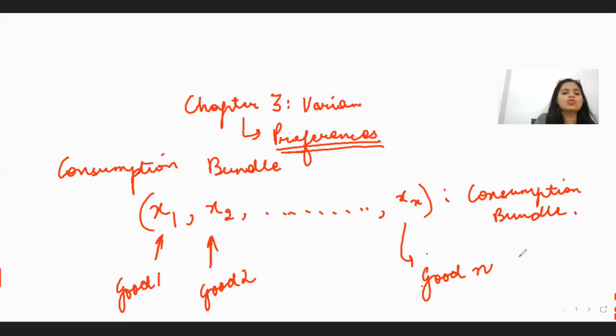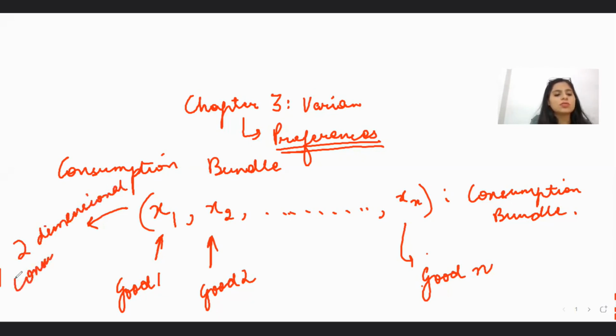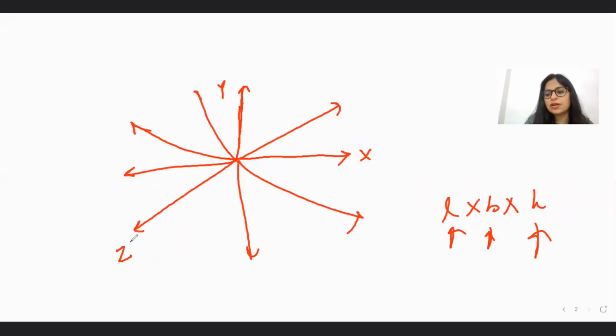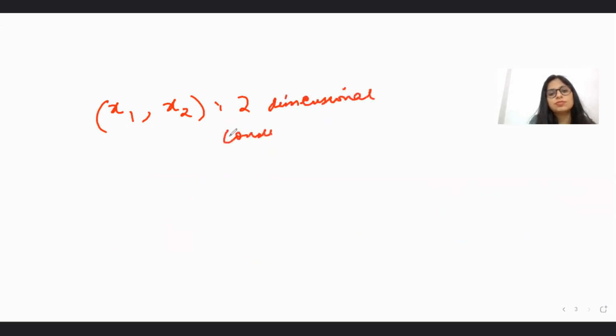Instead, what I would want is just a 2-dimensional consumption bundle. How does a 2-dimensional consumption bundle really look, where I just have 2 commodities? It is X1 units of good 1 and X2 units of good 2, and this becomes a 2-dimensional consumption bundle. How do I show that? That's the easiest thing to do. You just plot it in the XY domain.